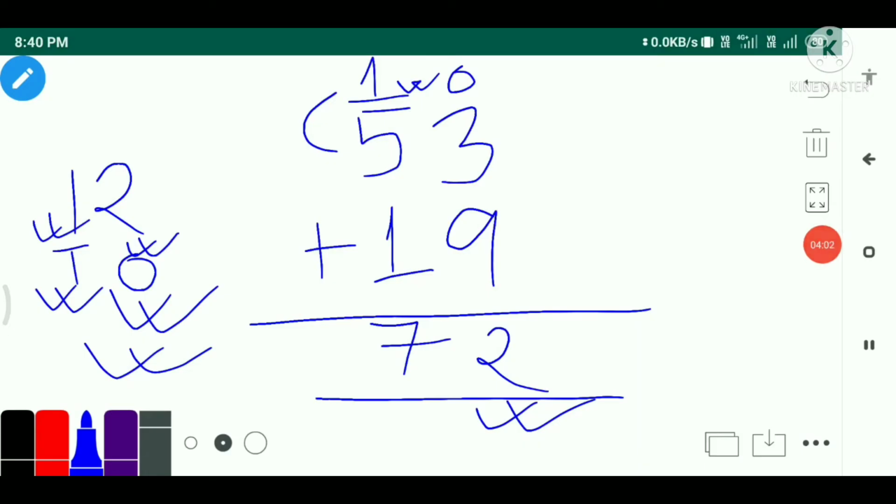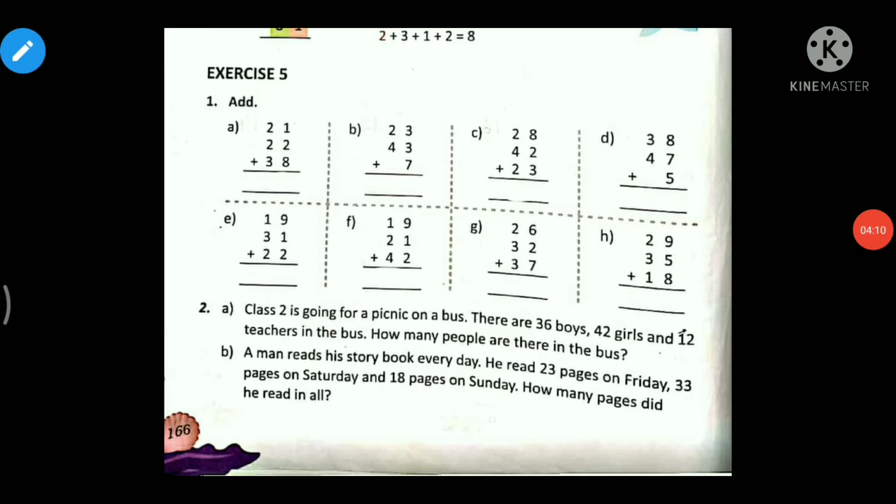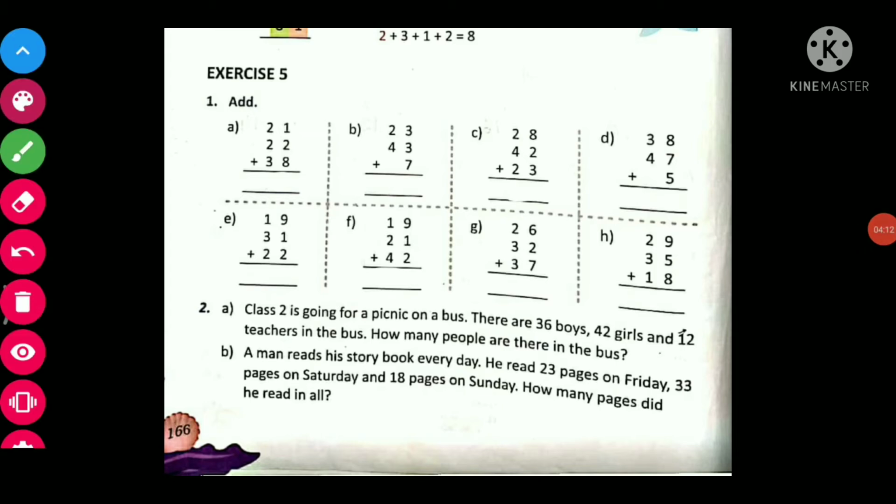Now we'll do some questions from your book regarding this regrouping. Now open page 166, exercise 5. Here we have to add these numbers. First of all identify the ones place and tens place, right? We'll start from the last line. We'll start adding the last line, so first we'll add the first two numbers.